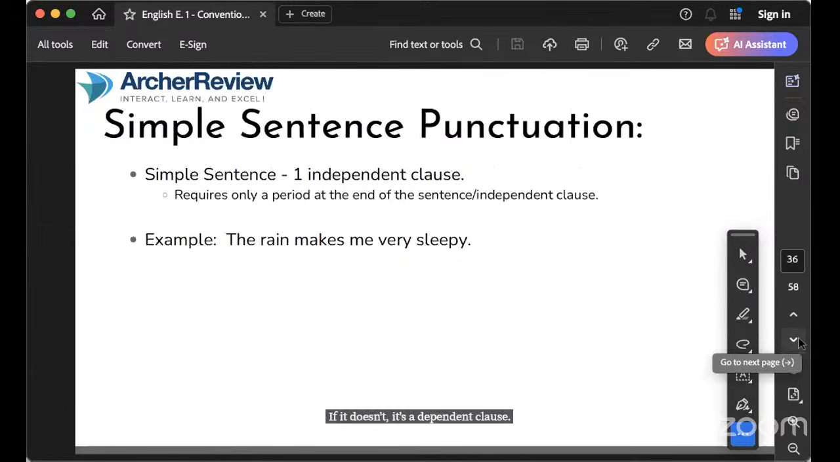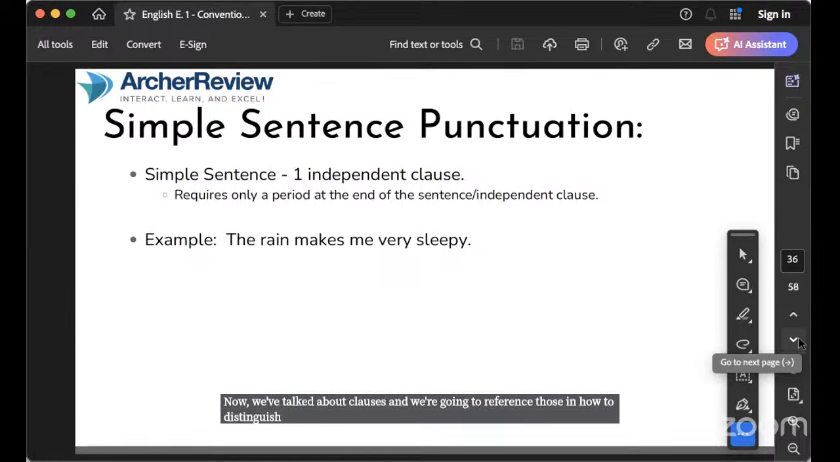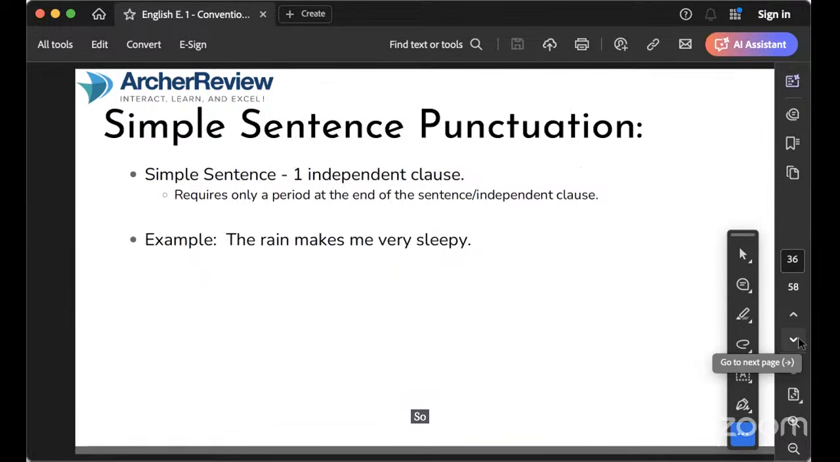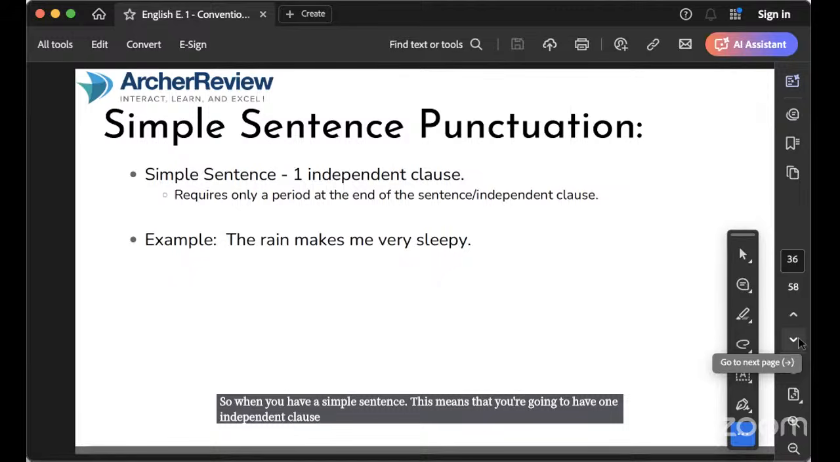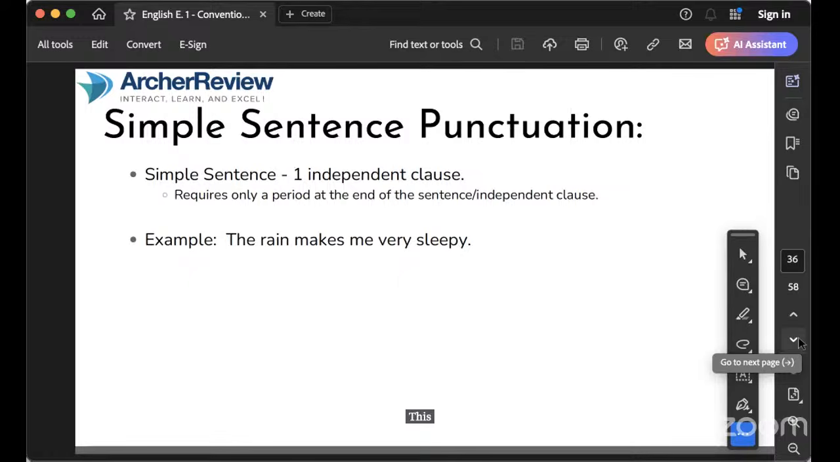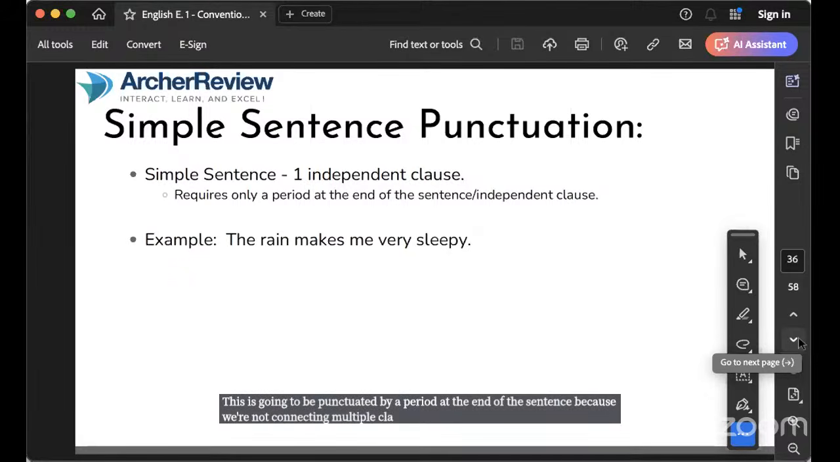Now, we talked about clauses, and we're going to reference those in how to distinguish what type of sentence you're looking at. So when you have a simple sentence, this means that you're going to have one independent clause, just one independent clause. So subject, verb, complete thought. This is going to be punctuated by a period at the end of the sentence because we're not connecting multiple clauses. It's just one, you're done. So, the rain makes me very sleepy, period.